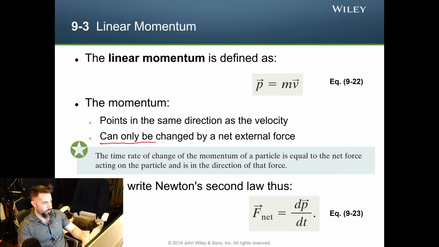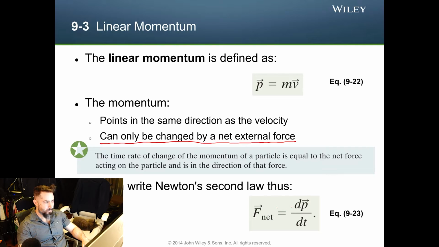This is an important point. It can only be changed by a net external force. So basically saying that, again, everything in physics is conserved. So linear momentum is also a thing that is conserved. The time rate of change of the momentum of a particle is equal to the net force acting on the particle and is in the direction of that force. So this becomes important too as we move on.